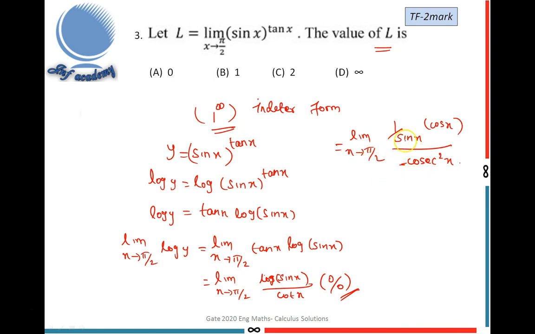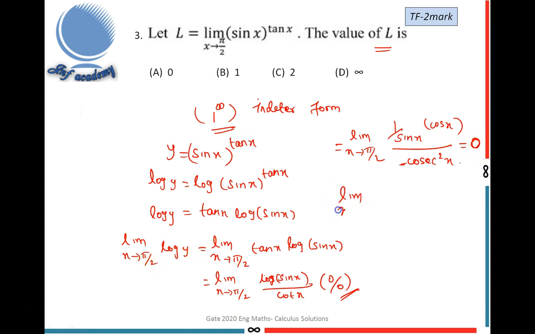Now I substitute the value of pi by 2 in x. We get sin pi by 2 is 1, cos pi by 2 is 0. So the numerator is 0, and cosec square pi by 2 is 1, so the denominator is minus 1. But the numerator is 0, so the whole value is 0. Finally, I got limit x tends to pi by 2 of log y equal to 0.